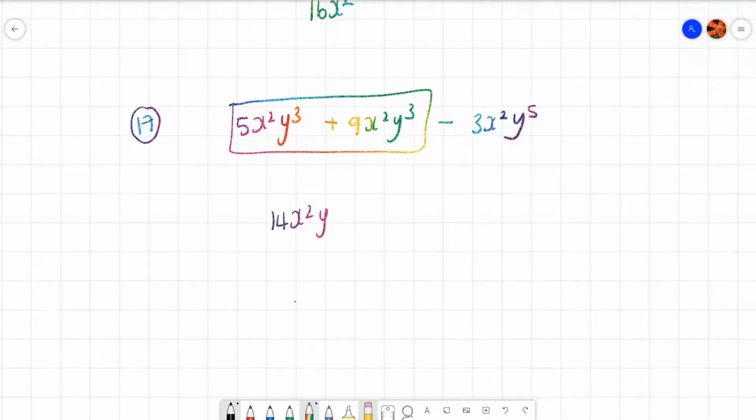5x squared y cubed plus 9x squared y cubed is 14x squared y cubed. And I actually can't subtract the other one from it because it's not exactly the same letter. So it stays as it is. It's 3x squared y to the power of 5. And remember, these cannot be subtracted because they're not exactly the same. That's the first one is an x squared y cubed. And the last one is an x squared y to the power of 5.